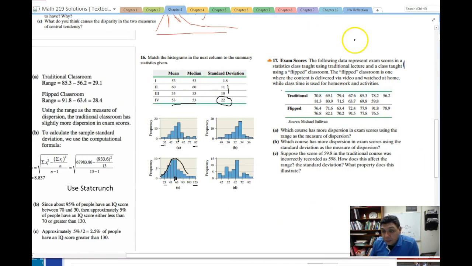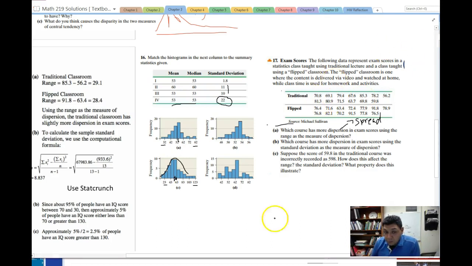Number 17, we have some data on 2 different types of classrooms. What we have here is the exam scores, like it says there. And so which course has more dispersion? And again, as we look at that word dispersion here, this is another word for spread. So be mindful, that's another word for spread. That's what we're talking about, standard deviation, range, those types of terms. Which one has more dispersion within them?